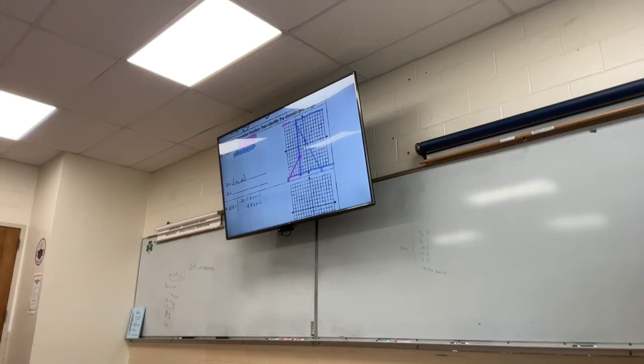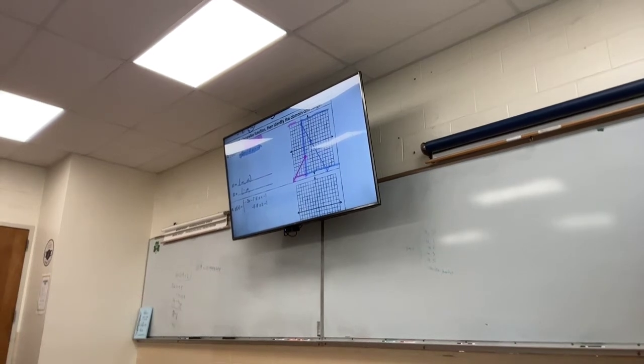Okay, what's my range going to be? What's my range? What's the lowest that y goes? What's the farthest down my graph goes? What do both these lines do? They both go to negative infinity, right? And then what's the highest my graph goes?